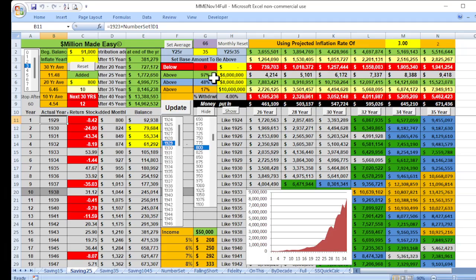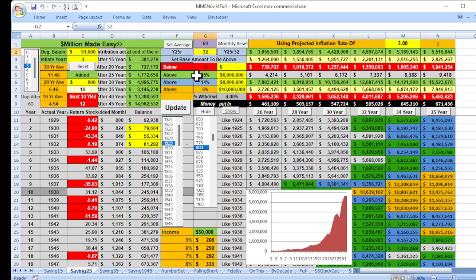This is the actual breakdown for the 32-year period. 45% of the time, color-coded in green, you'd have over 6 million. 14% of the time, color-coded in blue, you'd have over 8 million. There's actually 6% of the time, color-coded in gold, you'd have over $10 million.